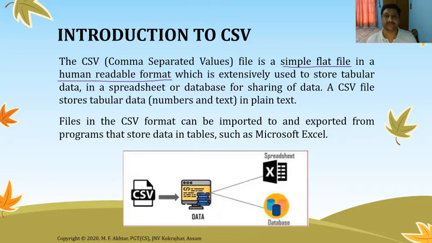Say for example, in Microsoft Excel we always store data in tabular format. That type of data we can store in a CSV file, in a spreadsheet or database, for sharing of data. A spreadsheet means Microsoft Excel is spreadsheet software, and a database also contains data in tabular format. A CSV file stores tabular data, numbers and text in plain text. Plain text means text file.